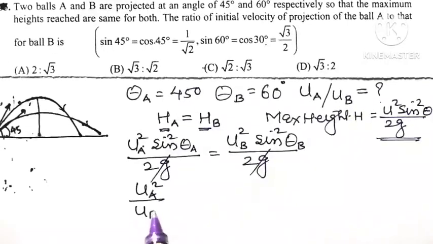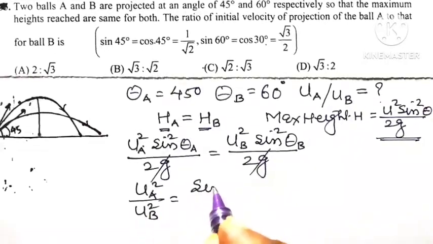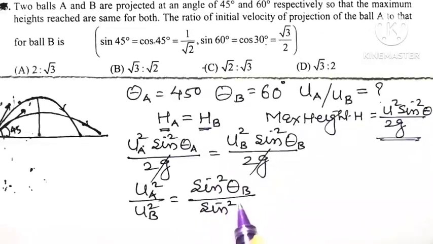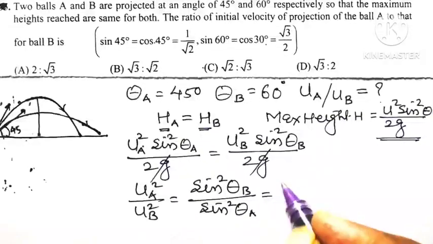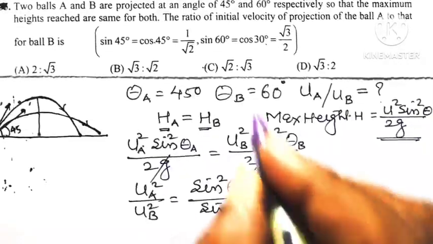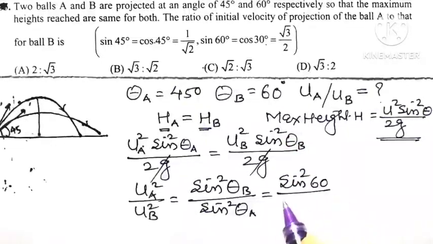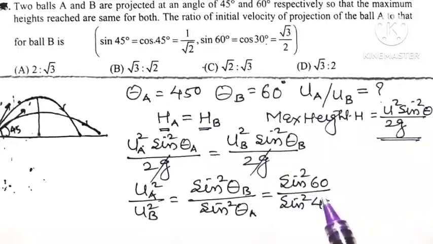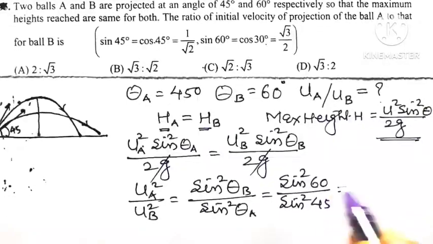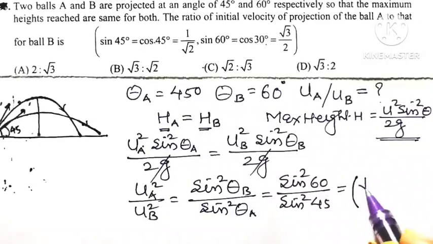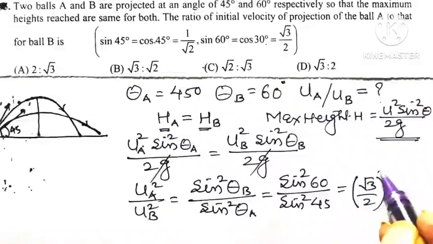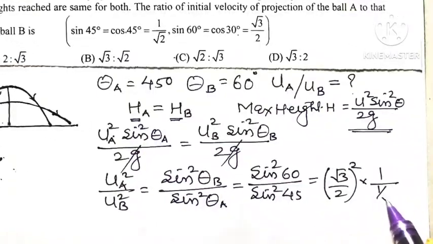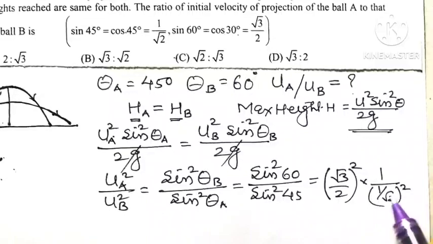UA square upon UB square is equal to sin square theta B upon sin square theta A, that is equal to sin square 60 upon sin square 45. But we know sin 60 is root 3 by 2. So sin square 60 means root 3 by 2 whole square, into 1 upon sin square 45. Sin 45 is 1 by root 2, so sin square 45 is 1 by root 2 square.